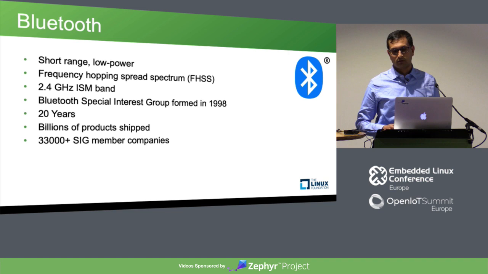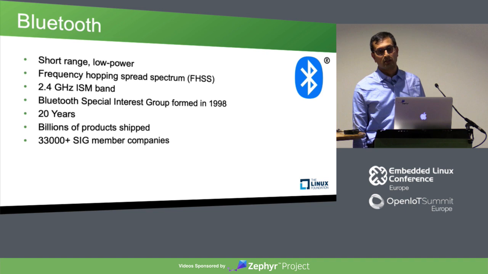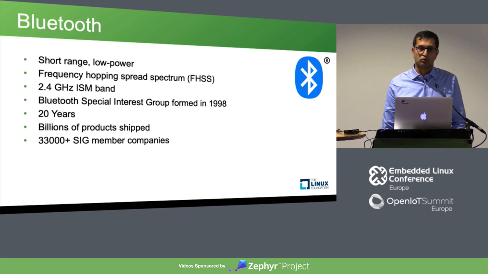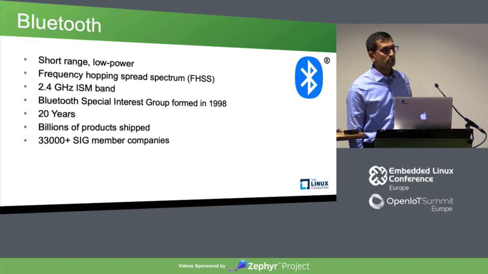So Bluetooth, what is it? It's basically short range, low power, personal area networking communication, something that is between your watch and headset and your phone, and probably between your TV and your remote and so on. So it's just short range communication, maybe up to 100 meters if you have 20 dB TX power. It's in the 2.4 gigahertz ISM band, which is basically free to use.